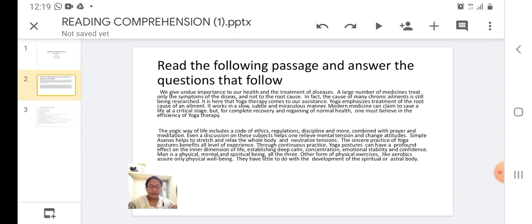Man is a physical, mental, and spiritual being, all the three. Other forms of physical exercises like aerobics assure only physical well being. They have little to do with the development of the spiritual or the astral body.